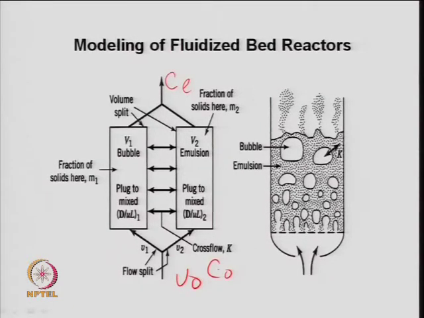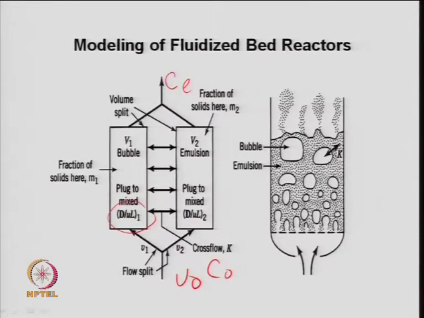Basically it is a combination of a plug flow reactor with a certain degree of mixing. You can see here the plug to mixed flow. So you will require a term like a dispersion number D upon UL, which is in the bubble phase, and the same thing again here is a plug flow and mixing, that is the CSTR. So some degree of back mixing. This is your D upon UL 2, the dispersion number in the emulsion phase.